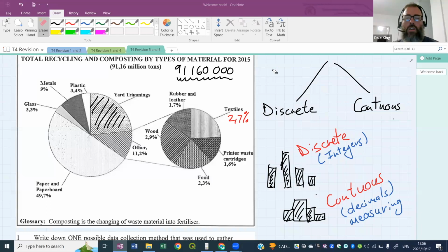There's also no intervals. It's not like we're classifying the numbers into intervals here like a histogram does. These are categories. So we can see metals, plastic, yard trimmings, other, paper, glass. Those words are discrete data words. Yeah, I would say bar graph as well. I would agree with you there. Definitely a bar graph as well.